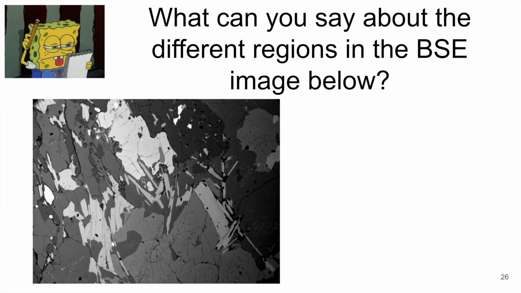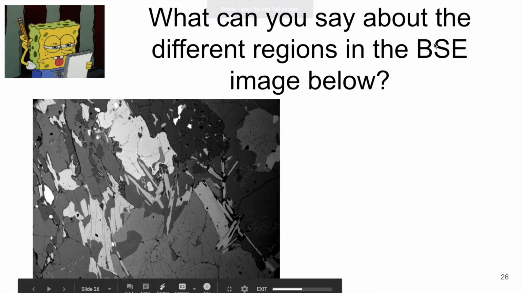All right, so let's look at another question on the quiz. Here's another backscatter electron image, and I want you to see what you can say about these different regions in the image based on what we've just talked about with backscatter electron images. Think about the different regions and what that says relative to one another. Answer that question, come back, and we'll discuss it.